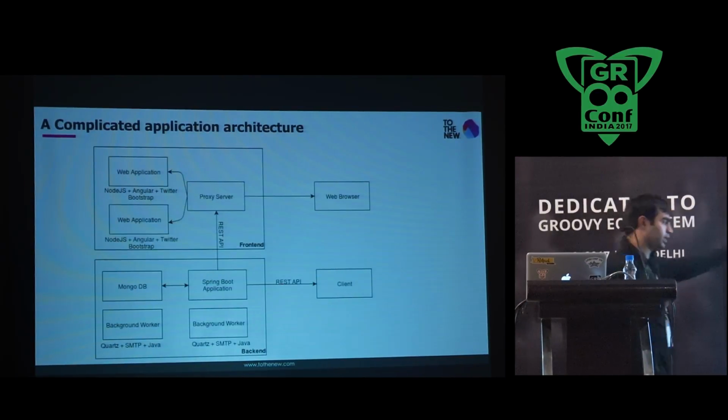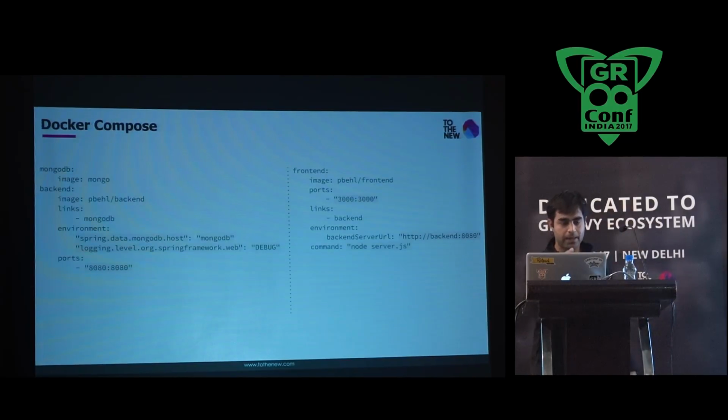So for example, I need one image for these two web applications. I need another image for a proxy server. I need another image for MongoDB. I need another image for background workers. So yeah, we have MongoDB, we have backend, we have front end. So to keep it simple, I have these three for now. So what all other things are here?